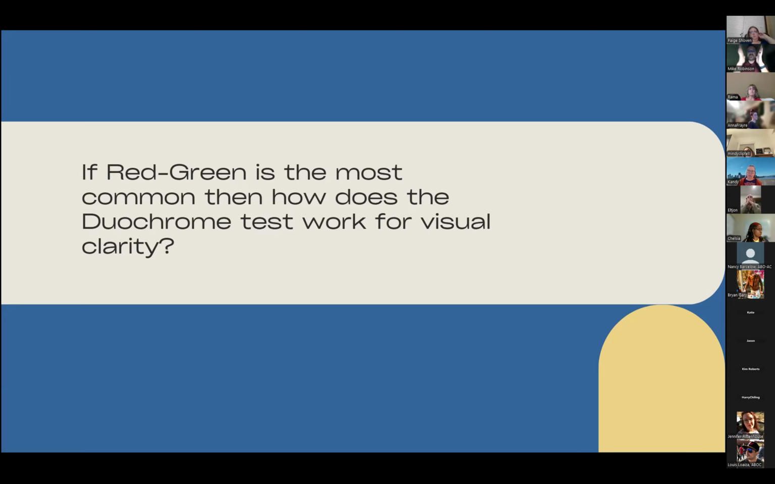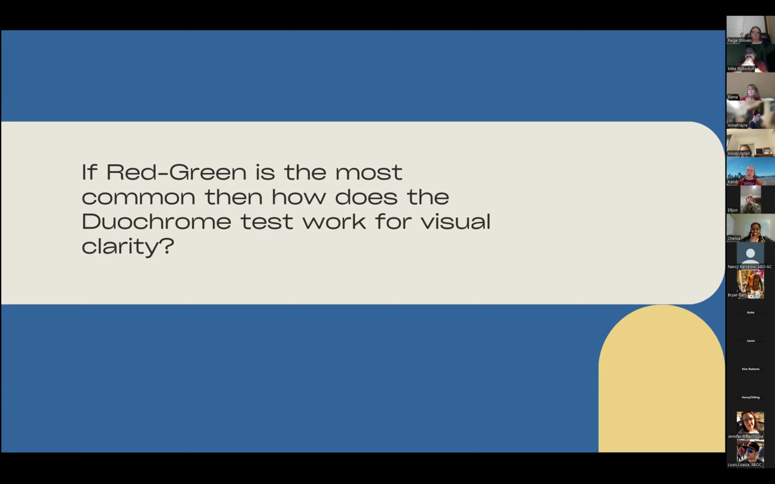So what you have to do with the test, and we'll go into this more later, helps you fine tune it. It's called a RAM gap. Red add minus, green add plus. Basically, if you're looking at it and you're not quite seeing the red that well, but you're seeing the green just fine, then you add a little minus to it.